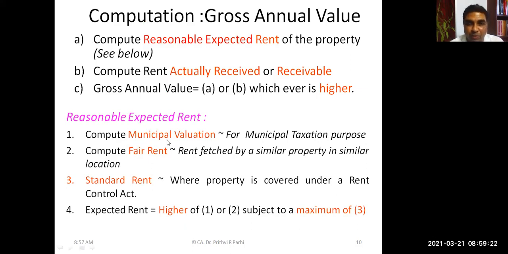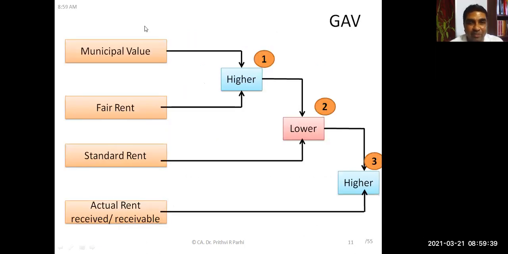Find out what is the municipal value. Find out what is the fair rent. Then, if standard rent is available, find out what is the standard rent. Reasonable rent is the municipal valuation or fair annual rent, whichever is higher, but that should not exceed standard rent. Okay, this concept we have discussed.